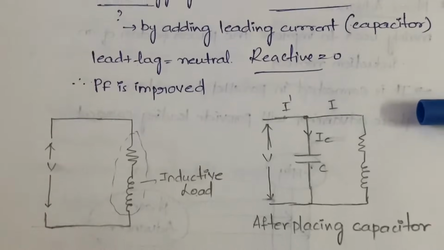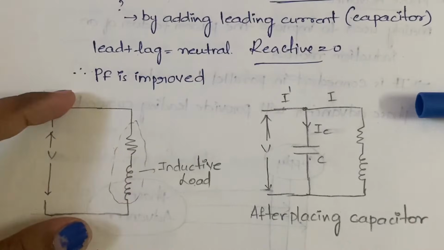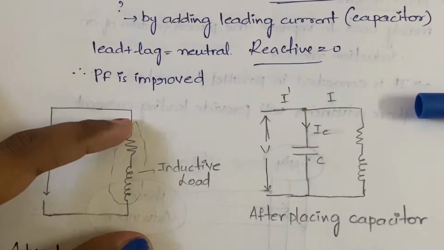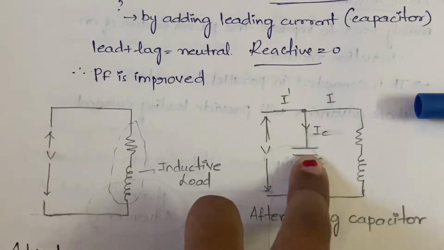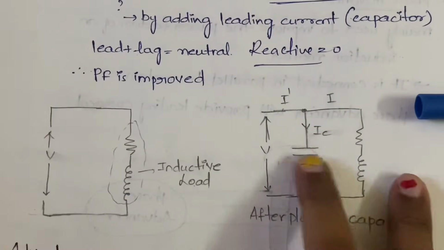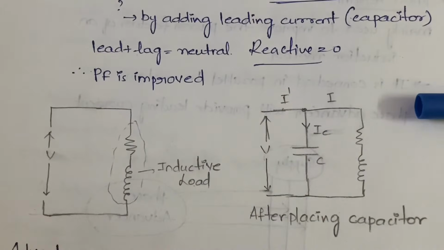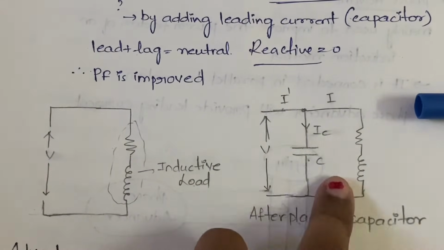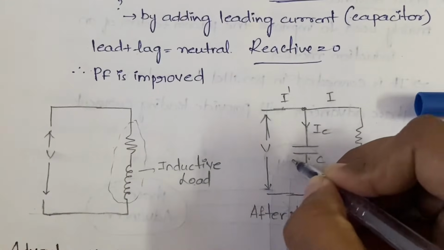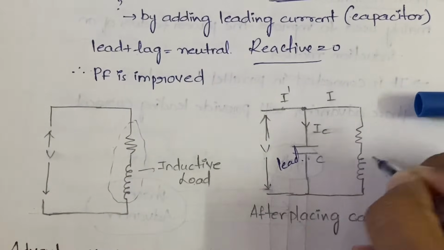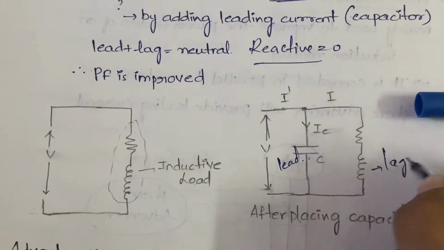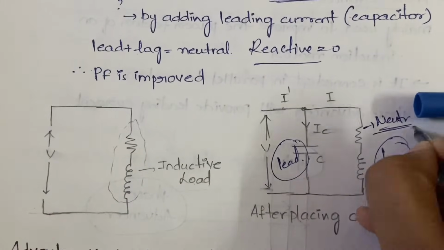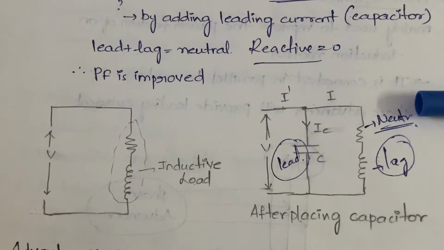Now see the diagram, I'll show you. So this is normal before you place a capacitor. We have the voltage supply here, we have the load here. Once you place the capacitor in parallel to the load, not in series connection, you need to place it in parallel, it will provide leading current and here lagging current. Both of them together will become neutral. So this is about the first thing, static capacitor.